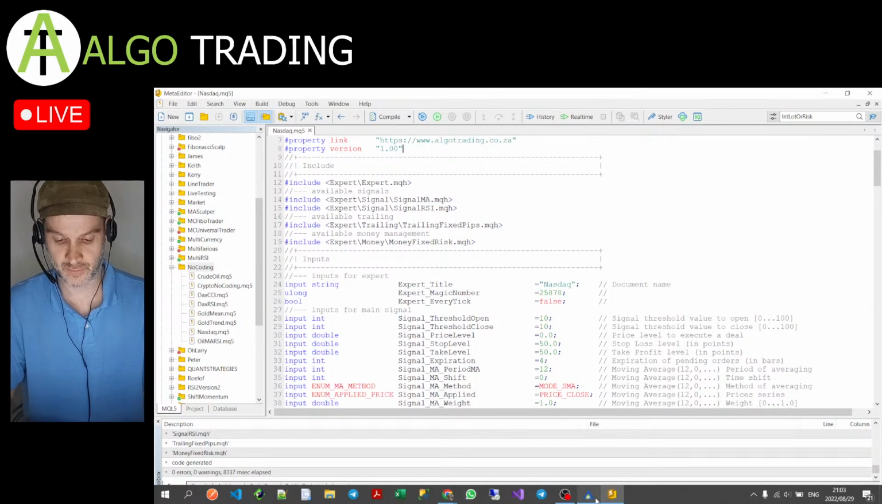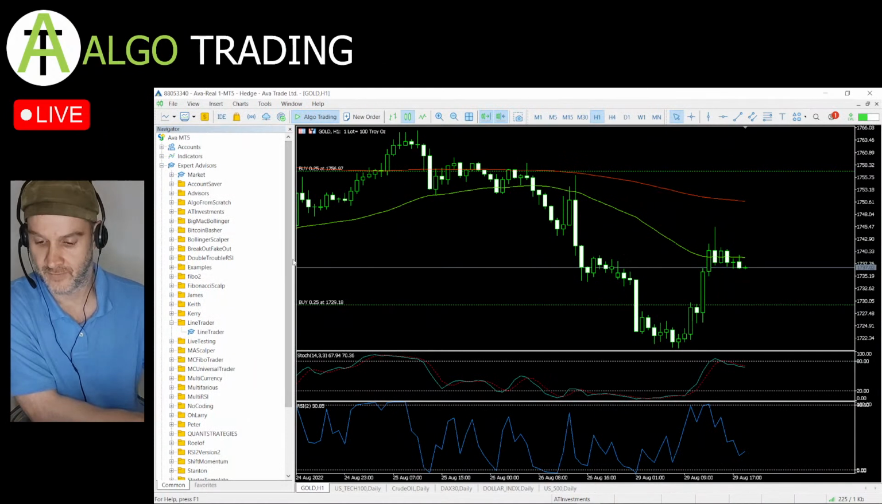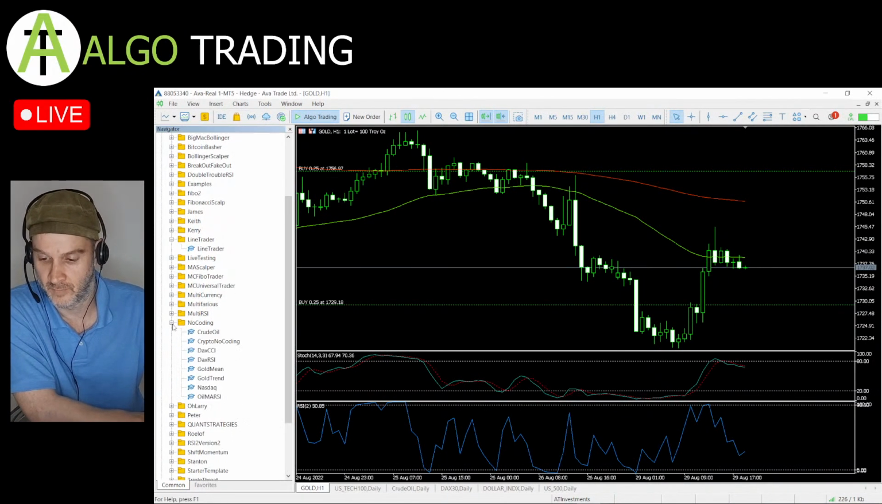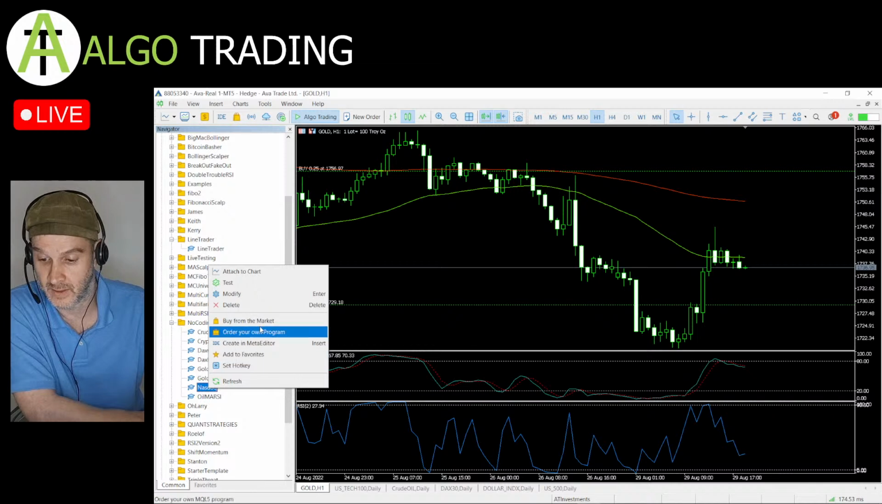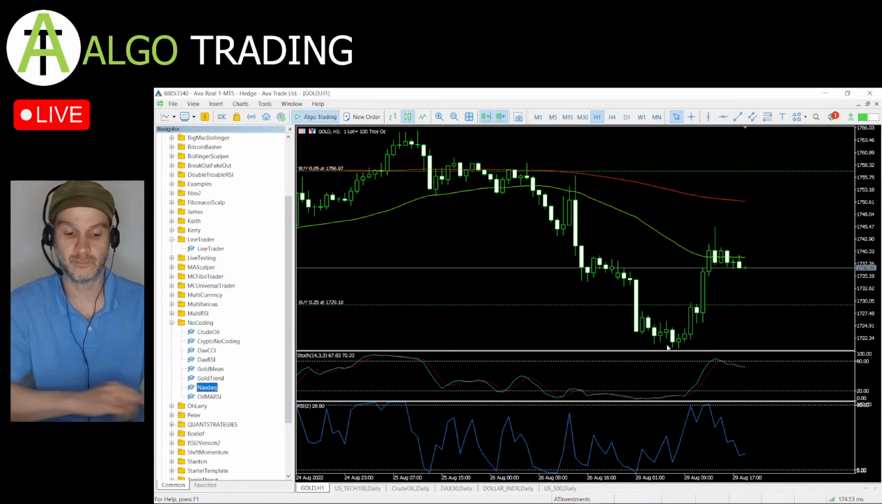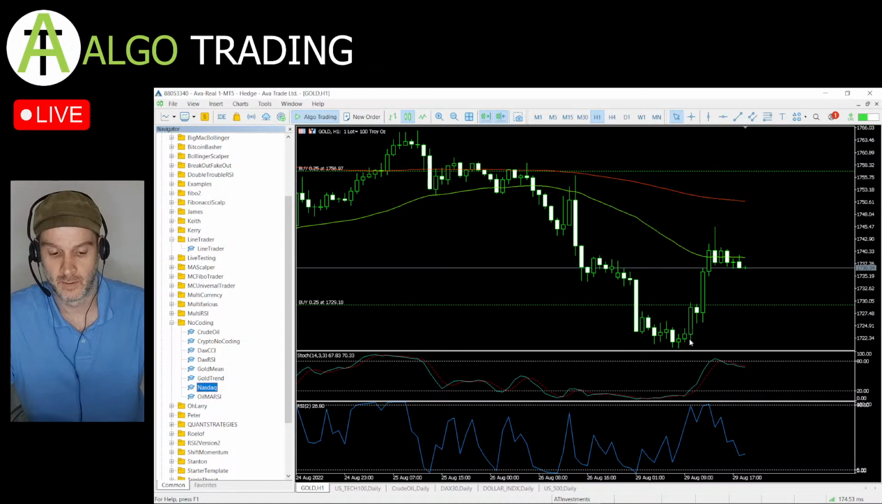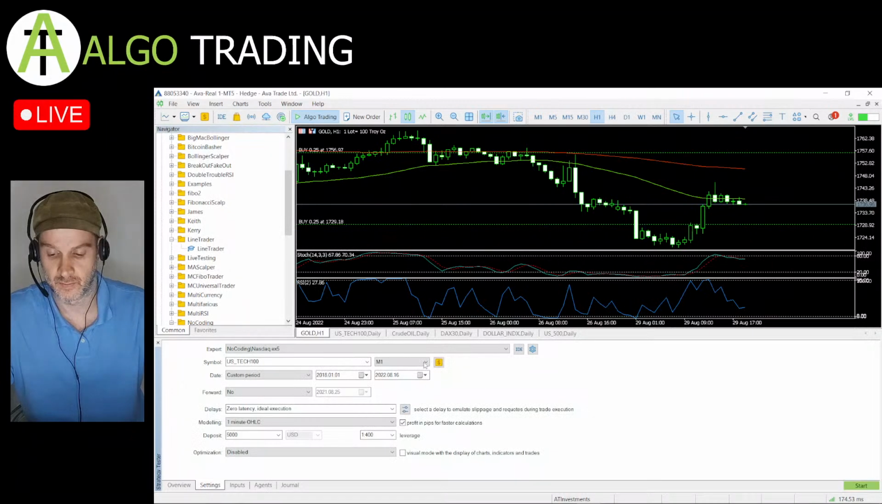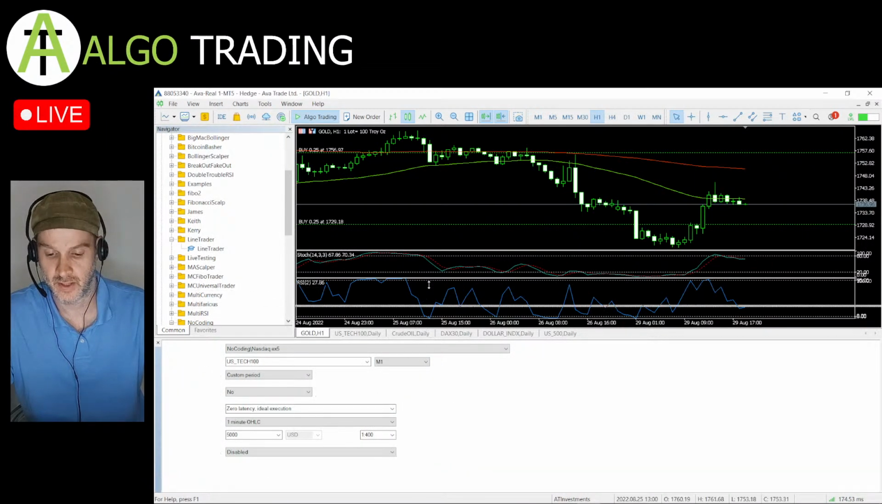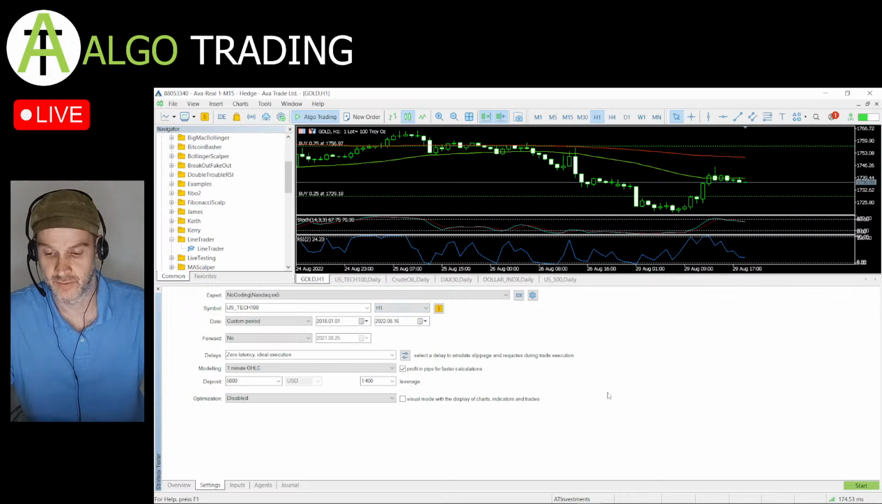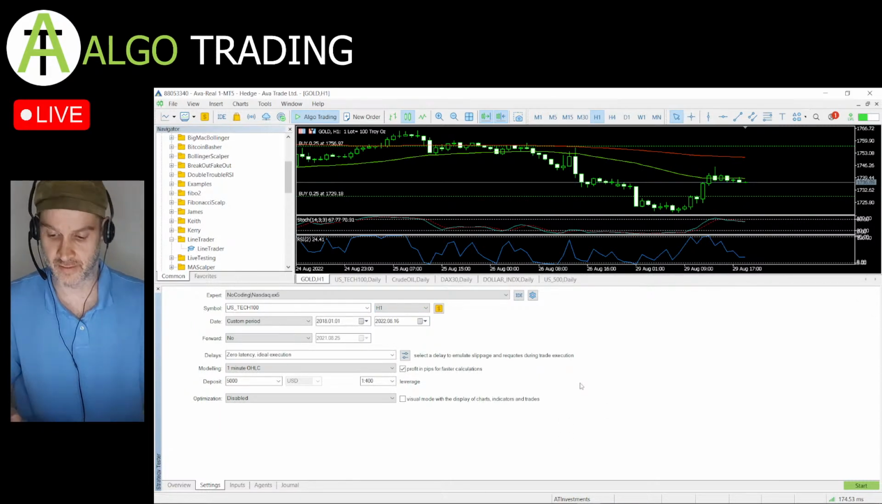Then we go into our MT5 terminal. Once you've compiled it, you'll see that the EA will be available under the folder that you created. Okay, so let's test this. Let's try the hour time frame first. Then we'll come back, we'll try daily, and we'll try other variations.